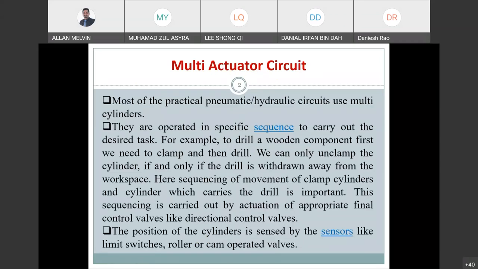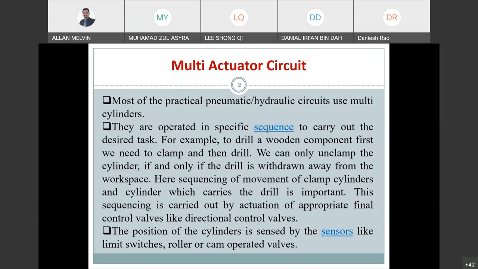I already uploaded the slides for your use. We have seen in the previous chapter single actuator circuit. Normally we'll have only one cylinder or two cylinders, but you can also have a multi-actuator circuit. Multi means more than two, so two and above. You can have as many cylinders as possible. There is no limit for cylinders as long as you have the circuit and the components to control it.